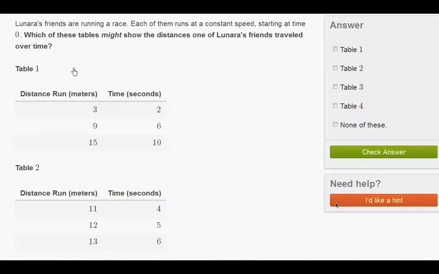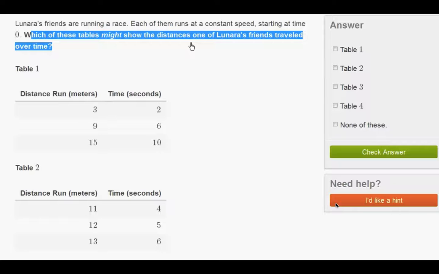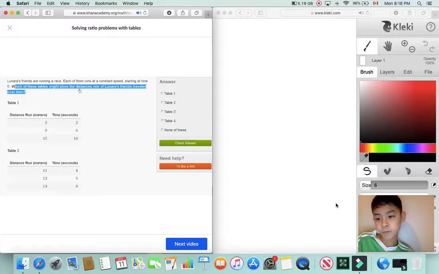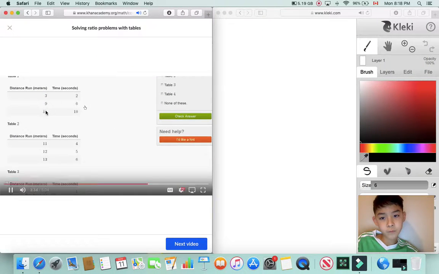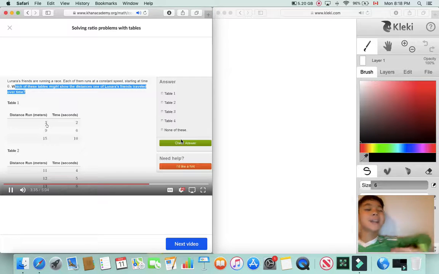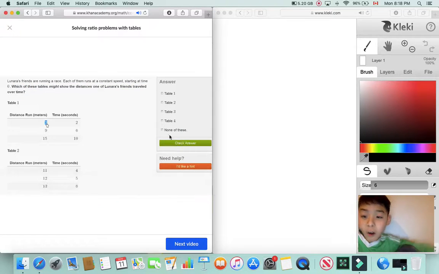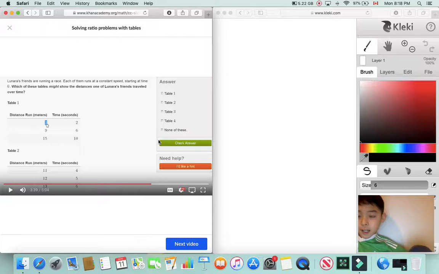Lunara's friends are running a race. Each of them runs at a constant speed, starting at time 0. Which of these tables might show the distances one of Lunara's friends traveled over time? So they're running a race, each at a constant speed. Table 1, distance run in meters.